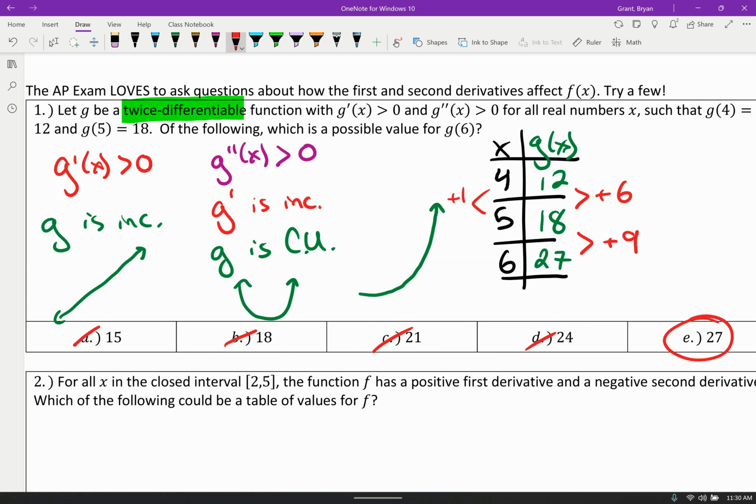Most of the rest of these questions are going to be very similar to that. So I think now that you've gotten one of them out of the way, try to apply that knowledge for the rest.